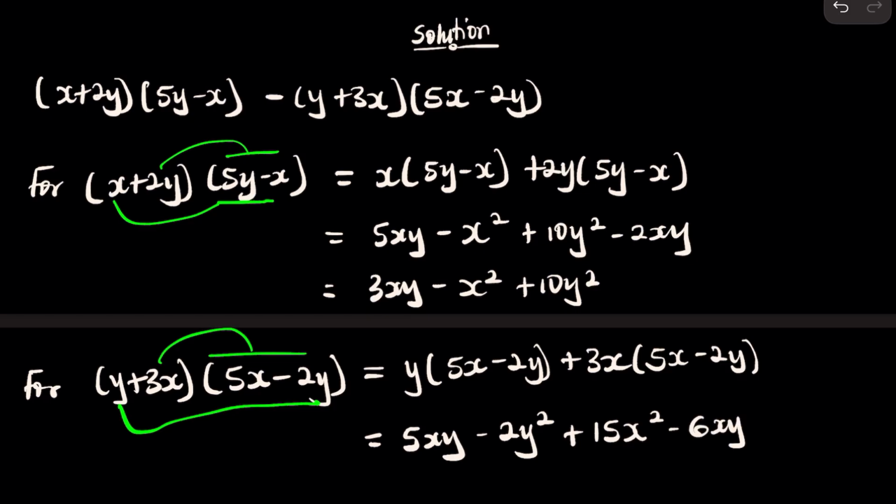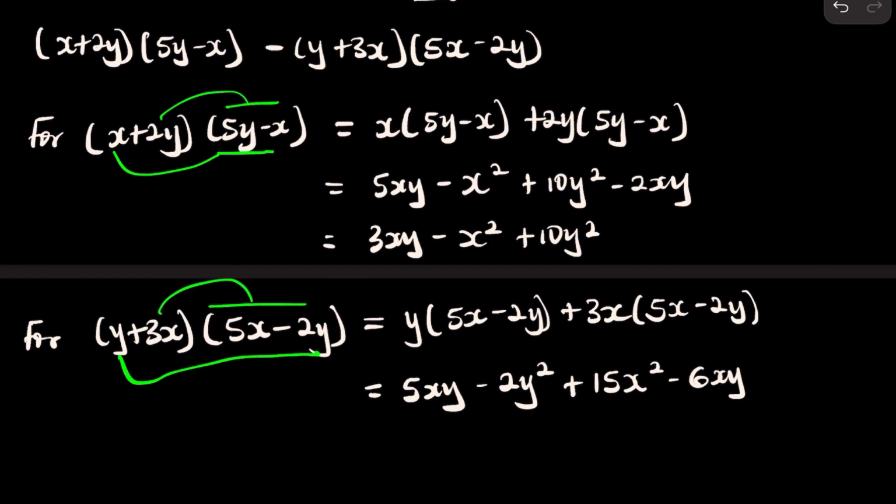Now let's group like terms and see what we're going to have. So here we have xy. So these two are like terms. So we have 5 minus 6, which is going to be minus 1.